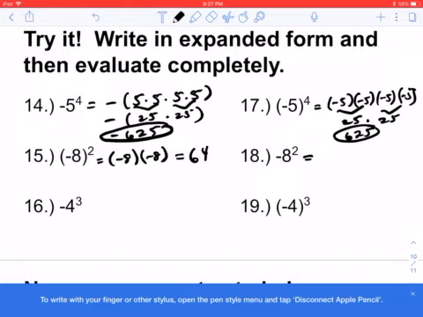Whereas here, no negative, your base is just plain 8. The negative is out by itself. So 8 is being raised to the 2nd power. So this is going to be negative 64.